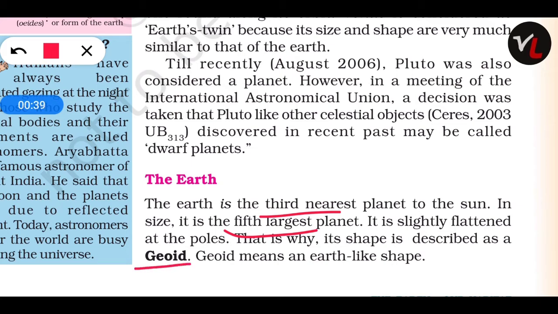So what is the shape of the Earth? It is geoid. Why is it called so? Because the poles are flattened. There is a slight flattening at the poles. So that is why it is called geoid shape. Earth has a geoid shape.